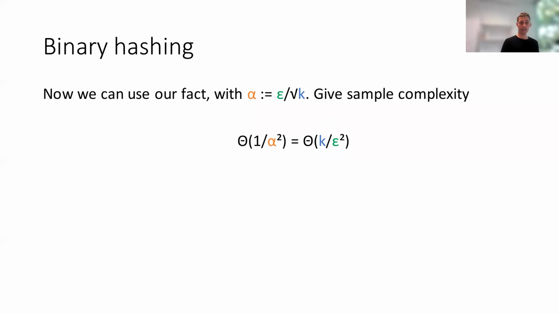Because we can use our fact: in one case we have a fair coin, it was uniform, it's still uniform, but on k equals 2 elements. In the other case, it was far, and now it's like epsilon over square root k bias. So if you just use the previous thing, you get k over epsilon squared sample complexity, which is not optimal. We don't get square root k, we get k.